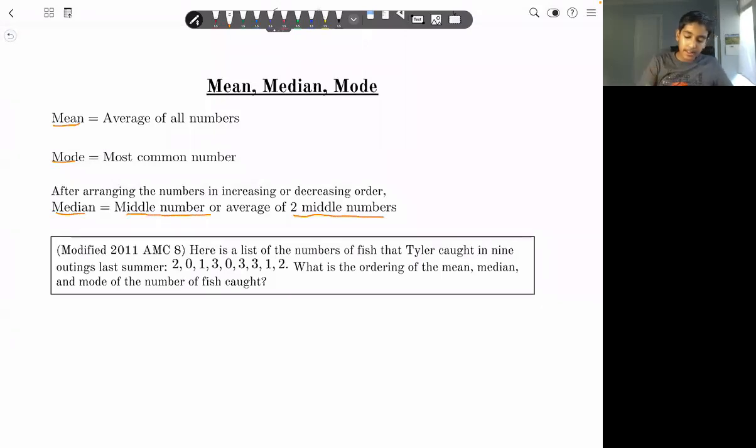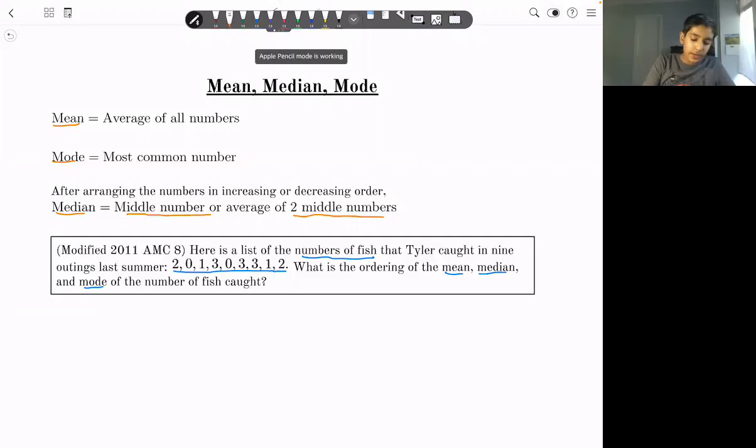So let's try this really easy problem with mean, median, and mode. Even though this seems like an easy concept, AMC can give some tricky problems with this concept, which we'll get to in some time. Here's a list of the numbers of fish Tyler caught in 9 outings last summer: 2, 0, 1, 3, 0, 3, 3, 1, 2. What is the ordering of the mean, median, and mode of the number of fish caught?